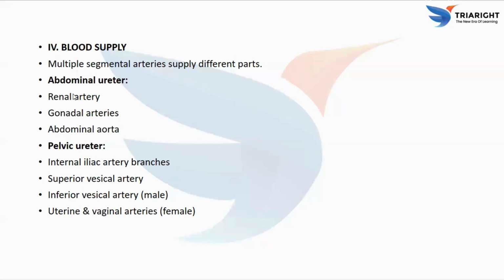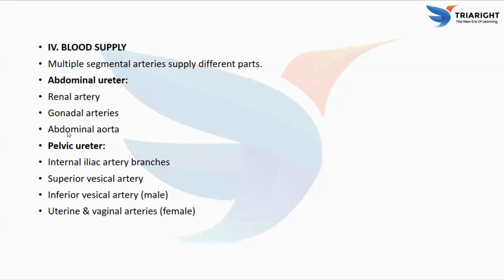The abdominal ureter is the section that lies in the abdomen from the renal pelvis to the pelvic brim. It is supplied by the renal artery, which comes directly from the abdominal aorta. It gives small branches to the upper ureter. Then the gonadal arteries, the testicular artery in males and the ovarian artery in females, run downwards, giving branches to the middle part of the abdominal ureter. And the third is the abdominal aorta, which directly sends small branches to the ureter along its descent.